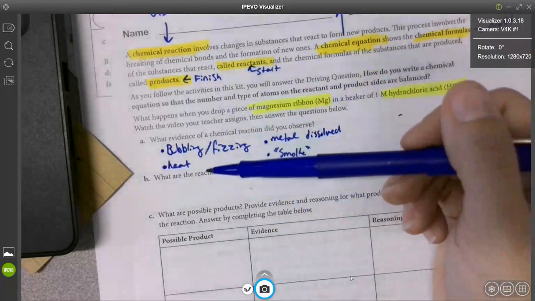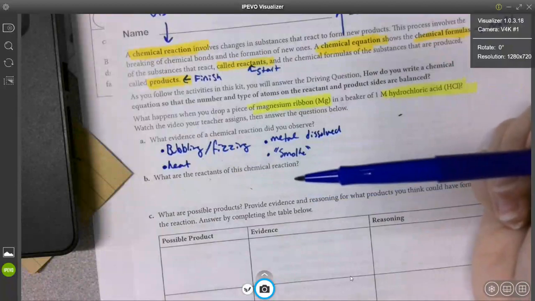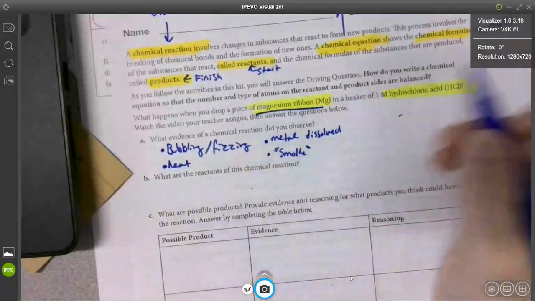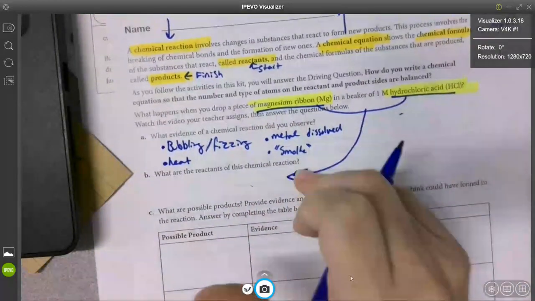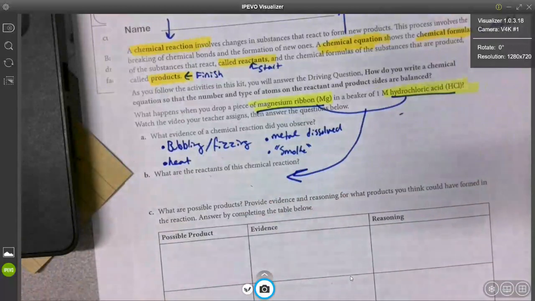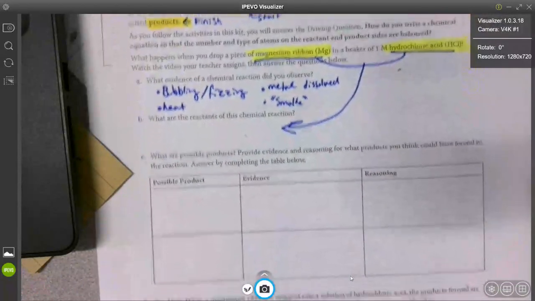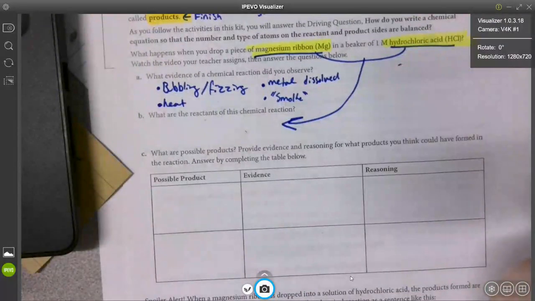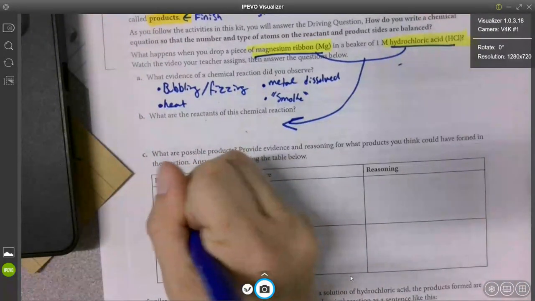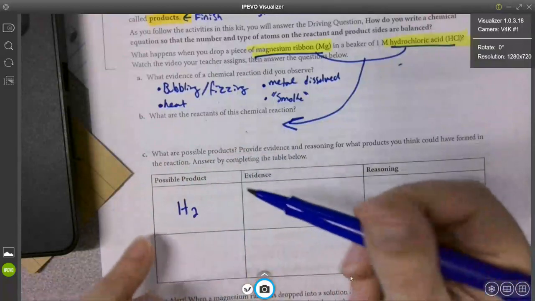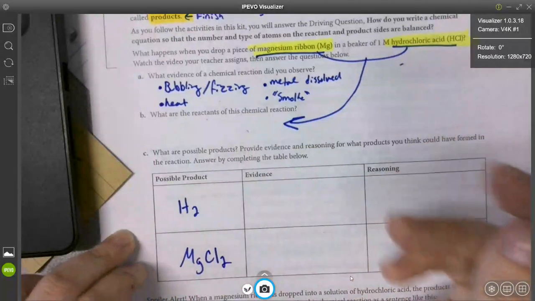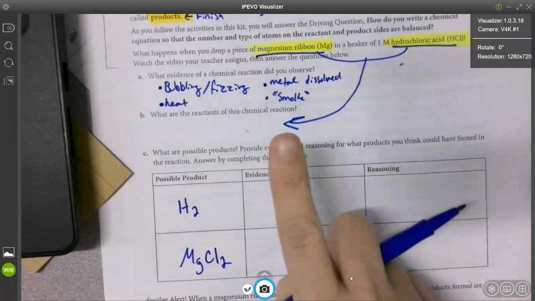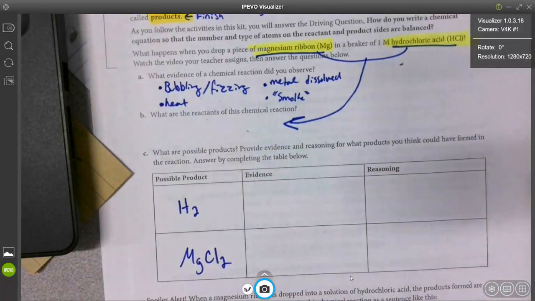Letter B states, what are the reactants of this chemical reaction? Well, I highlighted those. Magnesium and hydrochloric acid. So make sure that we write those down here. For letter C, for us in physical science, I'm not going to have you predict compounds. That's completely, totally ridiculous. So I'm going to give them to you. We have hydrogen and magnesium chloride. My first question to you is that hydrogen, is it a gas or a liquid?